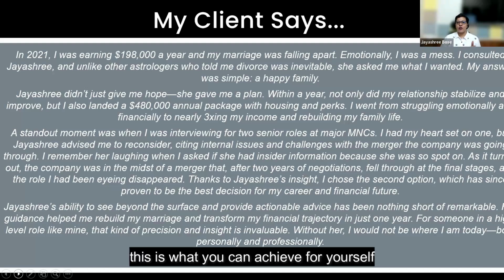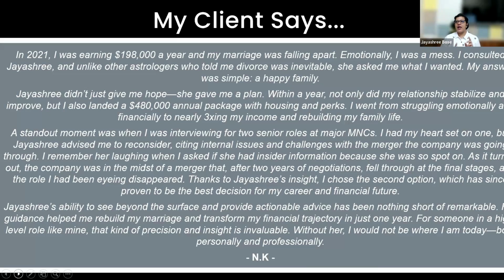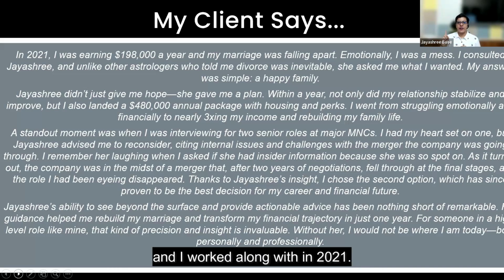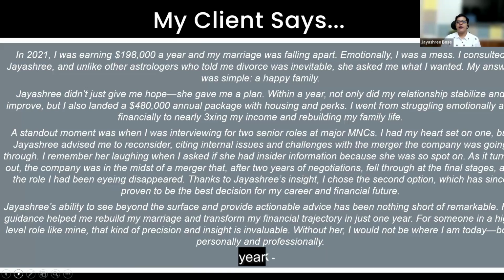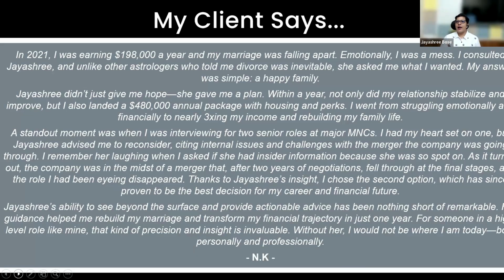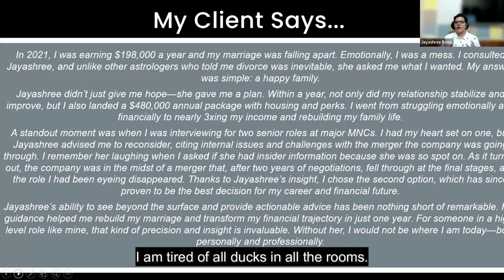So this is what you can achieve for yourself and your client if you want. And this is one of my clients whom Shubrata and I worked with in 2021. "So in 2021, I was earning $198,000 a year, and my marriage was falling apart. Emotionally, I was a mess. I consulted Jayashri. In fact, when she came to me, the first thing she told me: I am not keeping any ducks in any room. I am tired of all ducks in all the rooms."